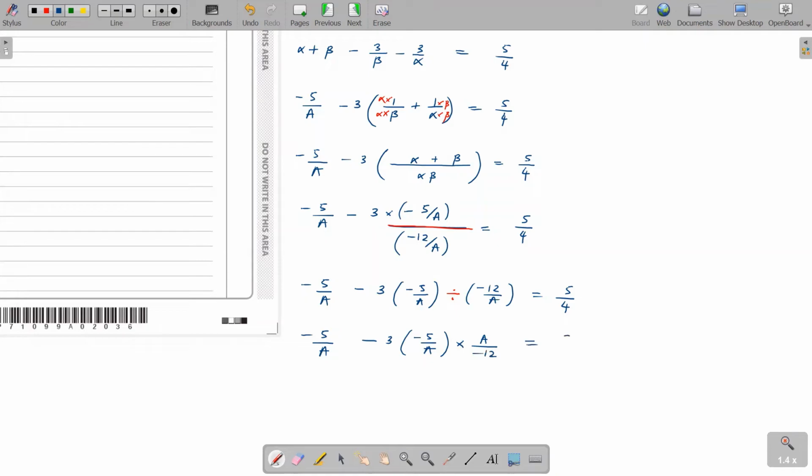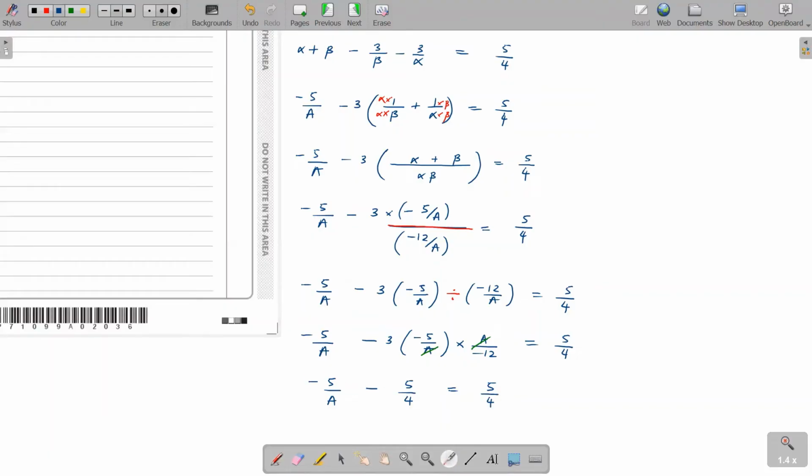Are you with me? So first we must do the multiplication first. What happens here? A will cancel out. Can I know the value that I get over here? Minus 5 over A. Here multiply minus 3 with minus 5 with 1 over minus 12. How much is it? Minus 3 into minus 5 into 1 over minus 12. How much is it? Minus 5 over 4 equals 5 over 4.